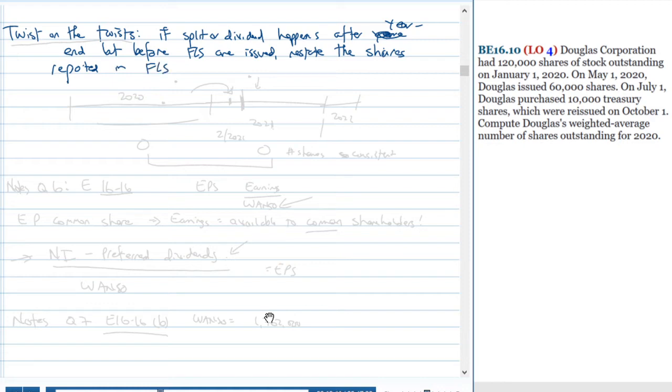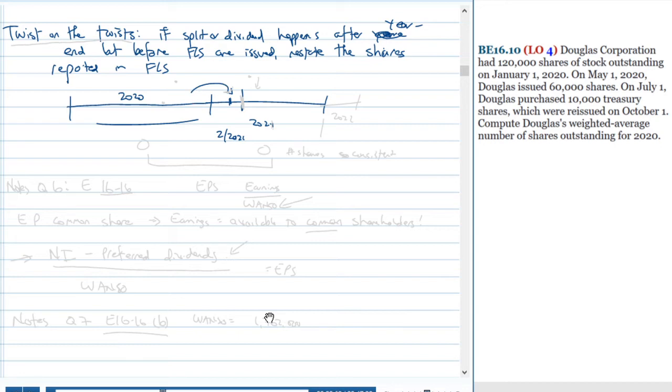So what does this mean? So if here's our year, here's 2020, and here's 2021, and let's say we have a stock split or stock dividend in February of 2021. Well, if these financial statements haven't been issued yet, we would need to restate all of 2020 for this split that happened after 2020 was over.